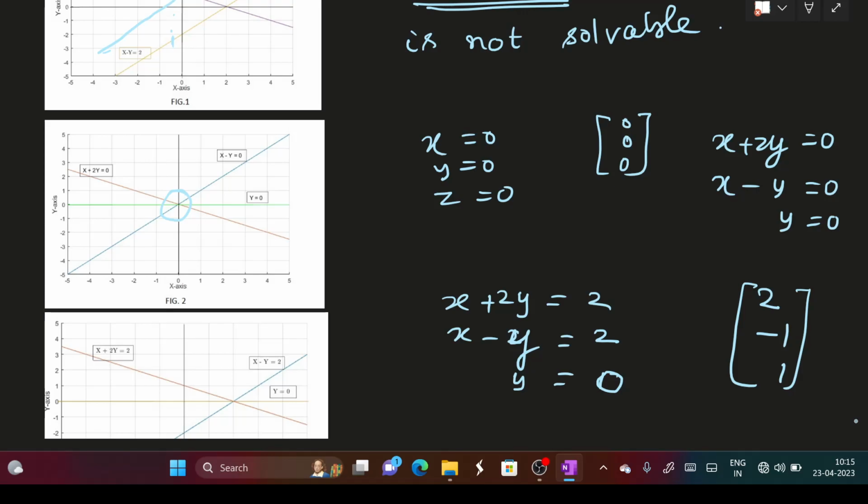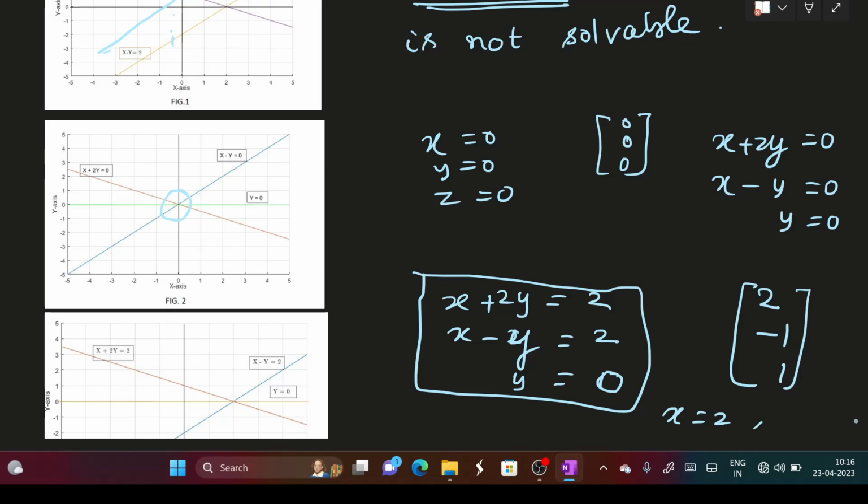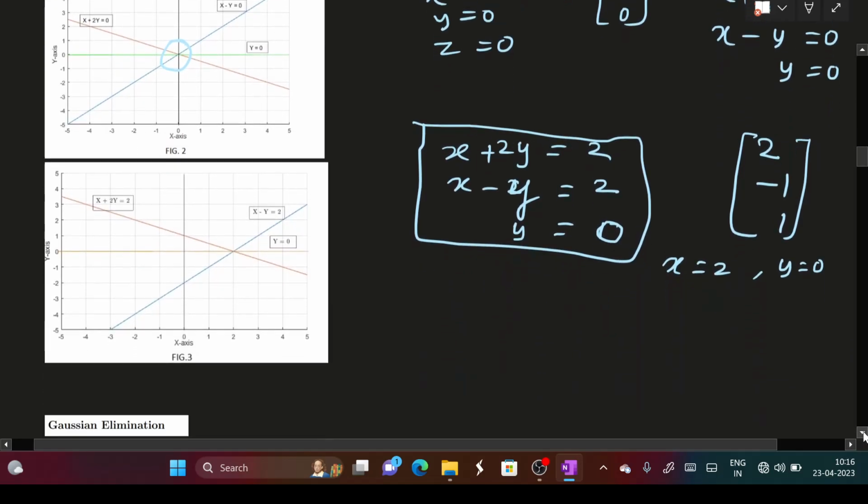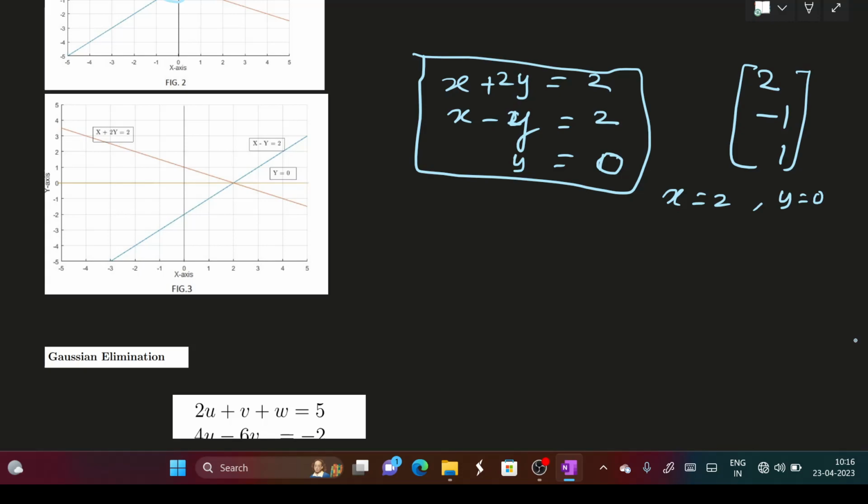So the question was, is there any non-zero choice of right hand side for which the system has a solution? Yes. This is a non-zero choice of right hand side where the system of equations has a solution. And what about the solution? It is x is equal to 2 and y is equal to 0. This is the solution. So for this class we will stop here. Next class we will discuss the elimination method by Gauss, or Gauss elimination method. Thank you for your patience listening.